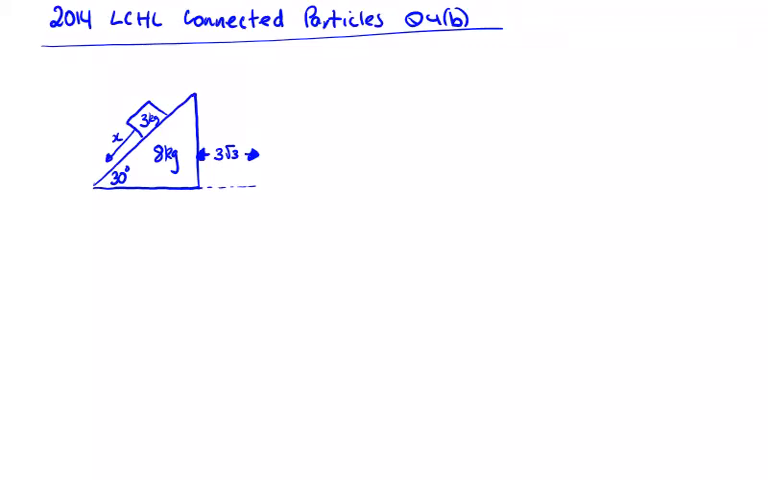2014 Leibniz-Tire level connected particles question, part B. A smooth wedge of 8 kilograms rests on a slope 30, rests on a smooth horizontal surface this time. A particle of mass 3 kilos, this guy, is placed on the smooth inclined face of the wedge and the system is released from rest. Show on separate diagrams the forces acting on the wedge and the particle.